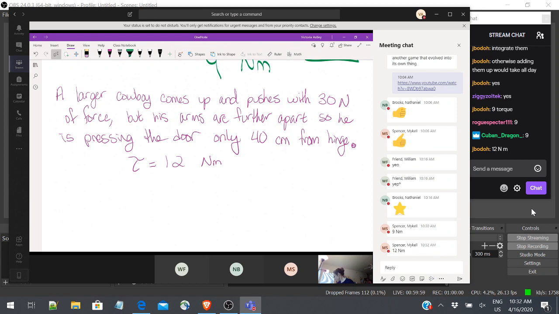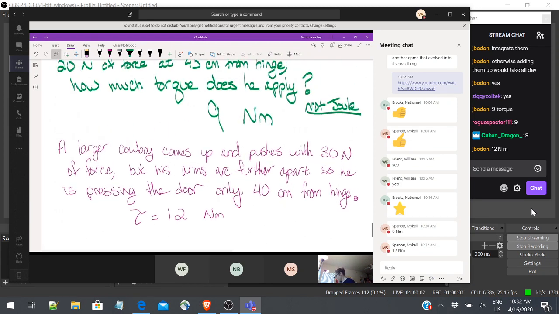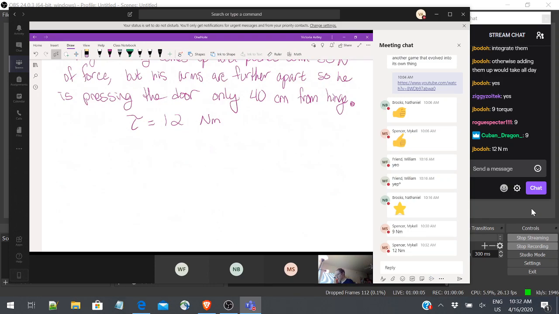So it depends on two things. It depends on the force and the distance. It is totally possible to apply a really big force, but if it's only 10 centimeters away from the hinge, this would only be 10 Newton meters of torque, which is less than the cowboy that was pushing with less force but further away.